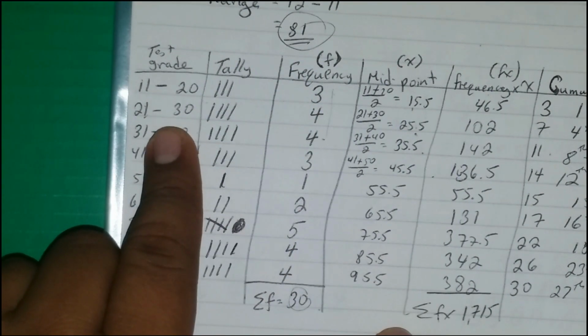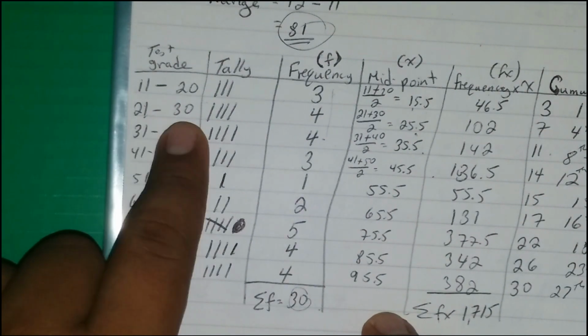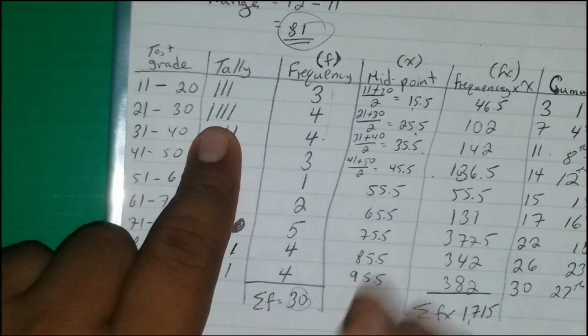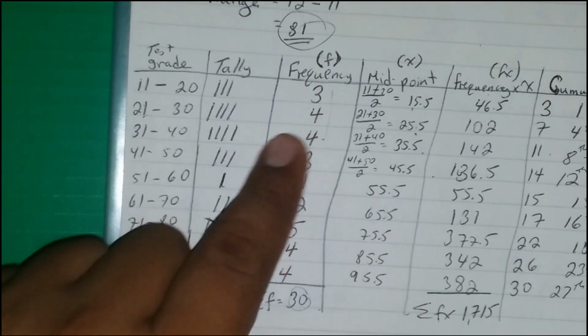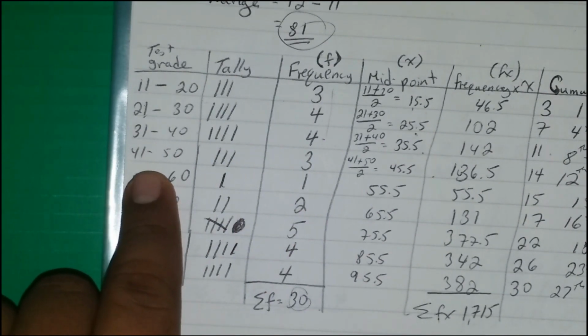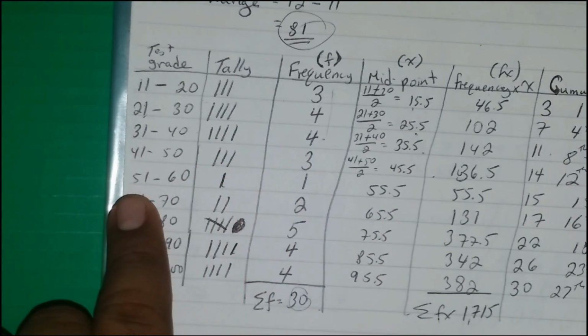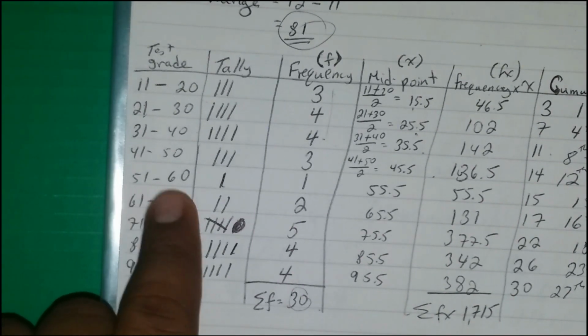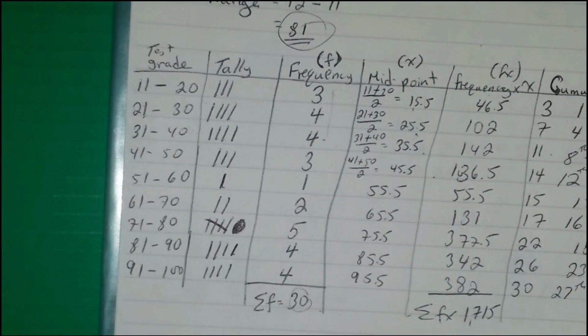The second one says from 21 to 30, and how many students got a grade within that interval is 4 of them. 31 to 40, there's 4 of them. 41 to 50, 3 of them. And then there's 1 student that got a grade from 51 to 60, right? 1 of them. That is what we have for the tally and the frequency.